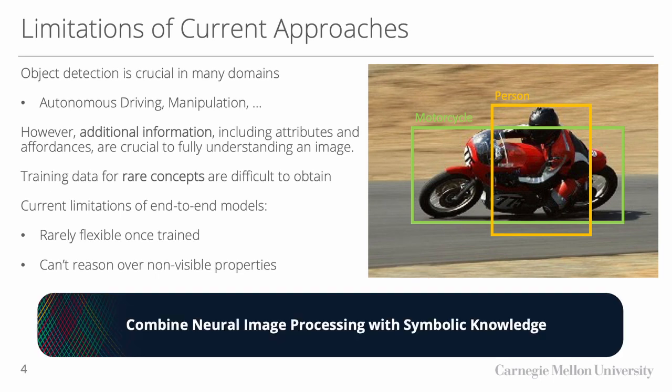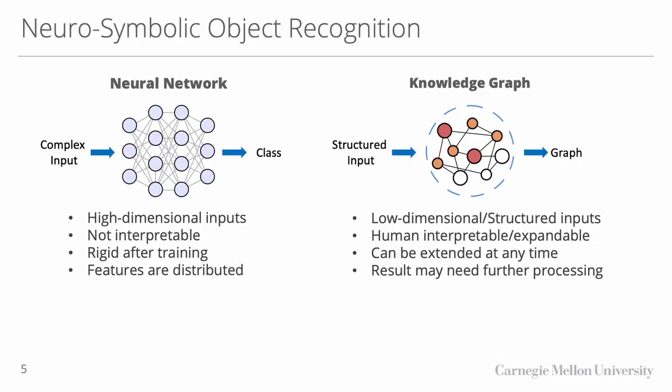Thus, we propose an approach that is able to infer more abstract concepts like attributes and affordances by utilizing symbolic knowledge in the form of a knowledge graph, which also allows the users to easily add new concepts in a sample-efficient manner by extending the knowledge graph with new nodes directly. In particular, we aim to combine the benefits of neural networks, namely their ability to process high-dimensional inputs like images, with knowledge graphs that allow for easy interpretation and extension.